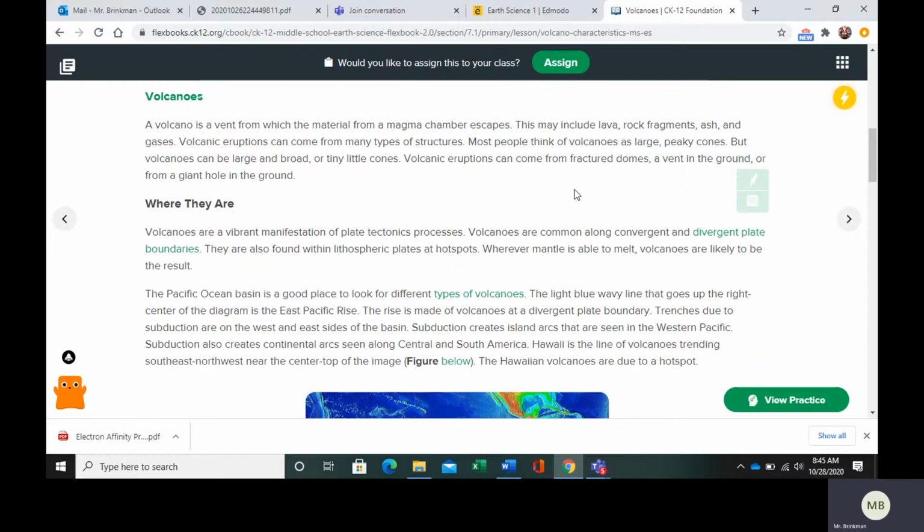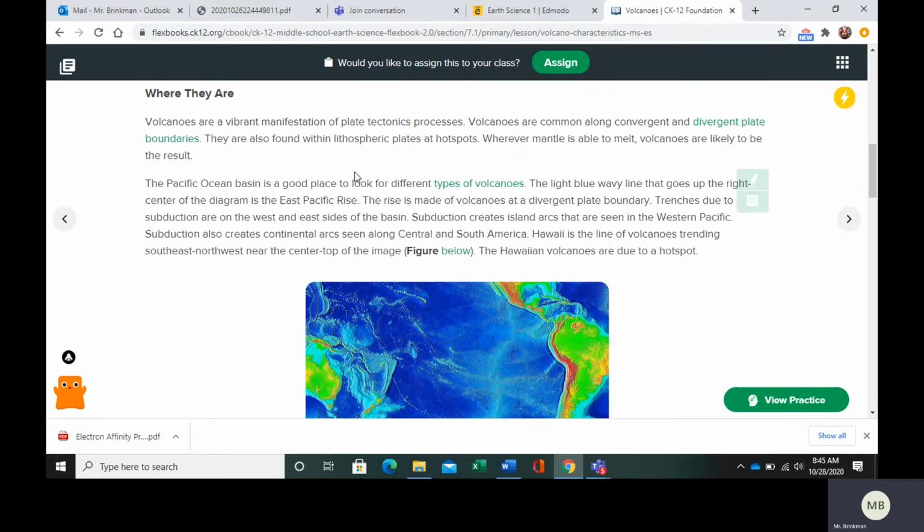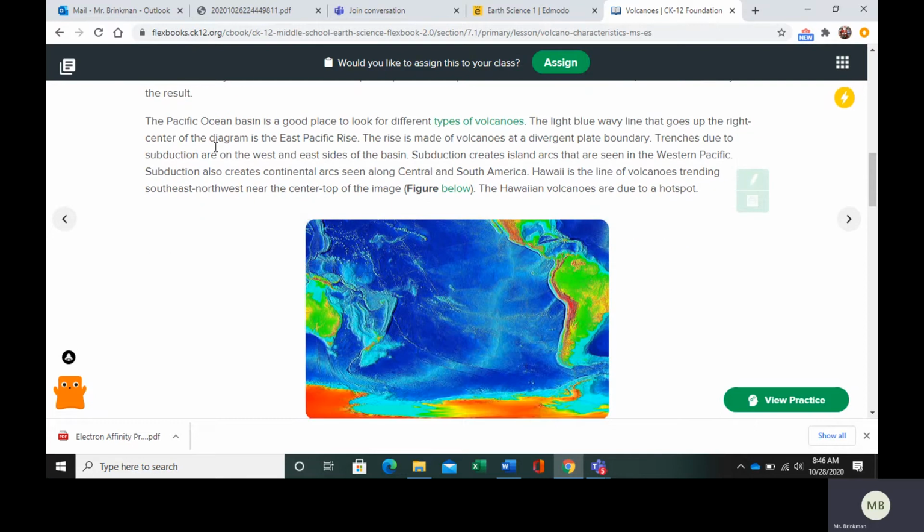All right. So where can we find volcanoes? Well, volcanoes, they're very common along convergent and divergent plate boundaries, and they can also be found at hotspots, which we'll talk about in the future. So the Pacific Ocean Basin is the most likely place to find volcanoes. Just for the fact there are a lot of plate boundaries, and this is where the Pacific Ring of Fire is, okay? Very common to see volcanoes in that area.